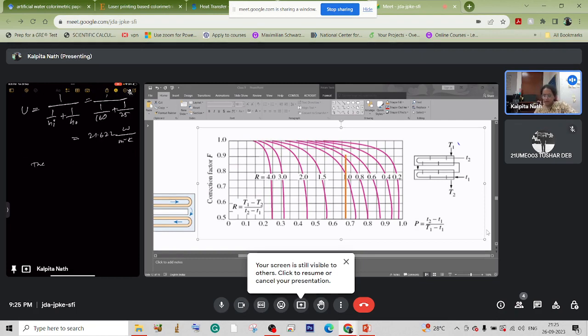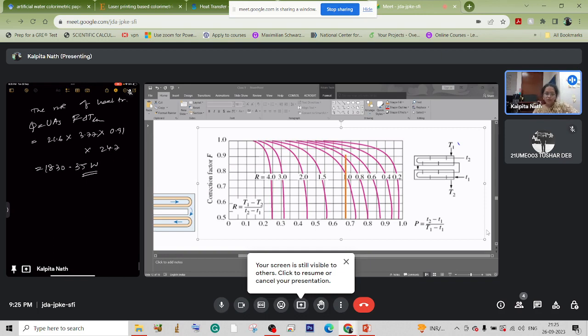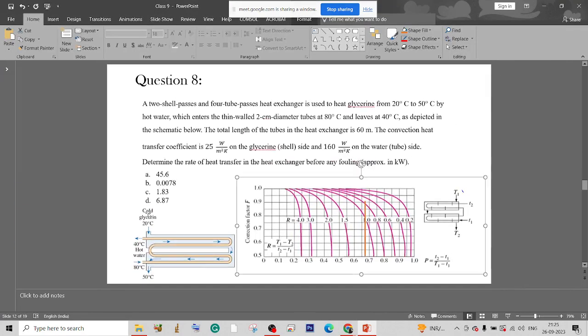Now the rate of heat transfer becomes Q is equal to U A F delta T log mean temperature difference. So this is 21.6 into area 3.77 into 0.91 into 24.7. So this will come out to be 1830.35 watt. This is option C. This is in kilowatt, right?